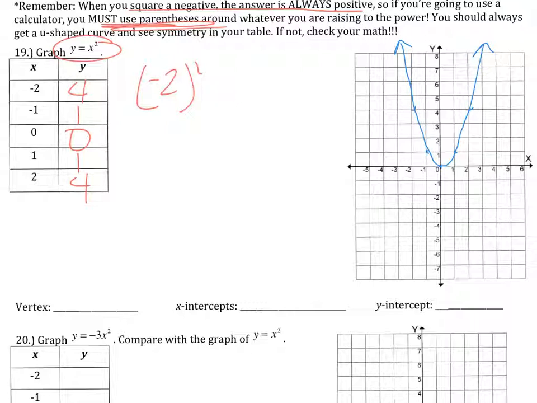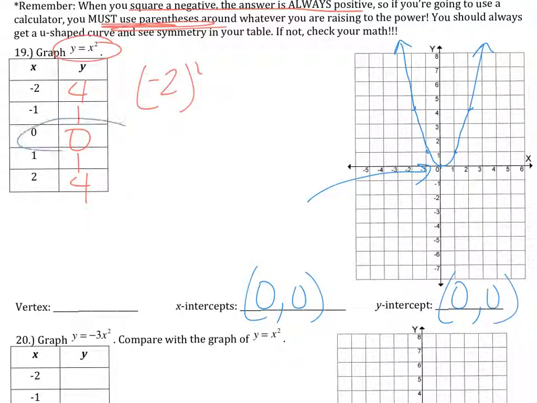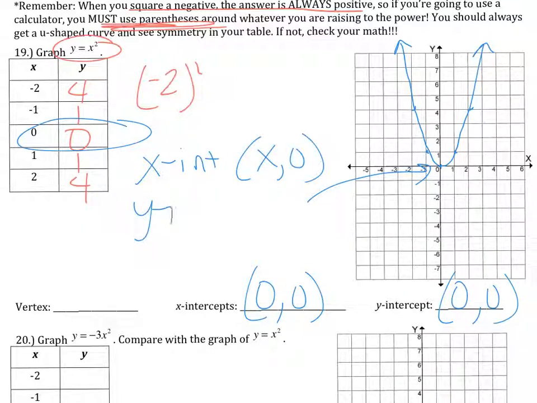So let's find the x and the y-intercepts first. We could either look at the graph and see where the x and y-intercept is, which is the same point at 0, 0, or we could also look at the table and see where we have zeros. Remember, the x-intercept is going to be some number for x and 0 for y. The y-intercept is going to be 0 for x and some number for y.